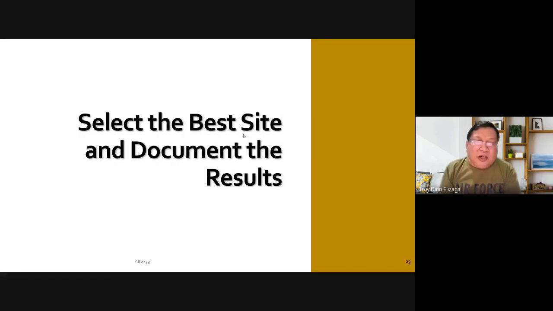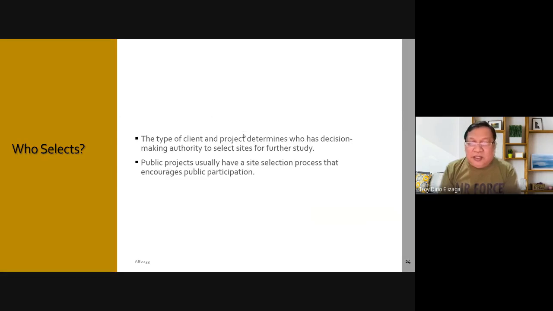So you select the best site and document the results. After evaluating each site, you ultimately end up selecting one. The type of client and project determines who has decision-making authority to select sites for further study, and public projects usually have a site selection process that encourages public participation. The main question is who selects: you as the architect and planner, the client as the owner, or someone else involved? Actually, you as the architect and planner can only recommend. That's why you have to show the other choices, because the client can still choose what you're not recommending.